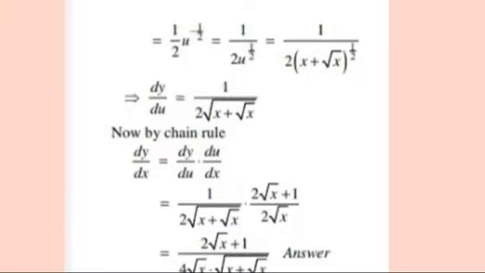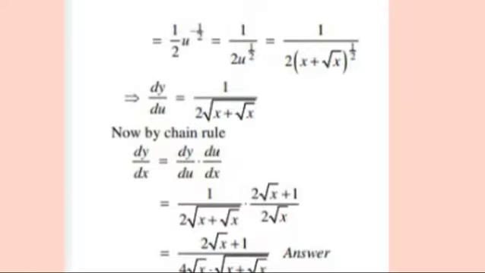Okay, with a bracket you can write it separately. If you write it in power 1 by 2, then you must put a bracket between 2 and x plus square root x, so that it's clear that the power 1 by 2 is only for x plus square root x, not including 2. So now by chain rule, you know about chain rule, dy over dx is equal to dy over du dot du over dx.